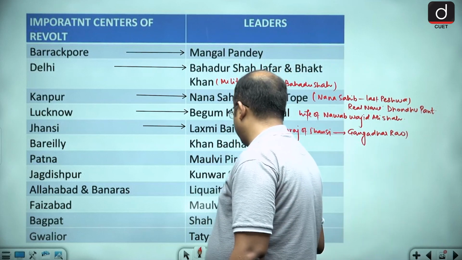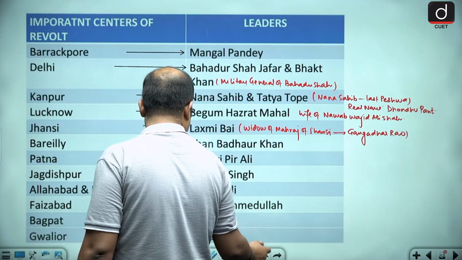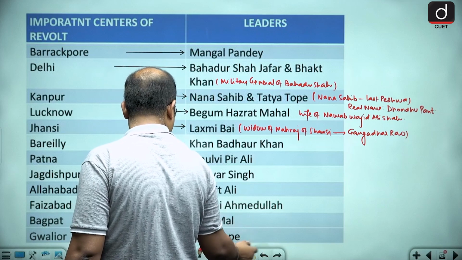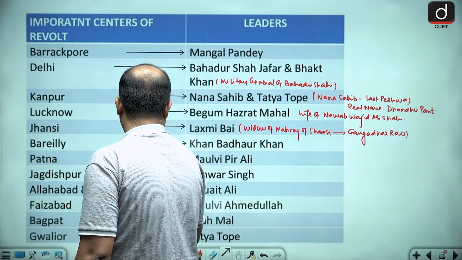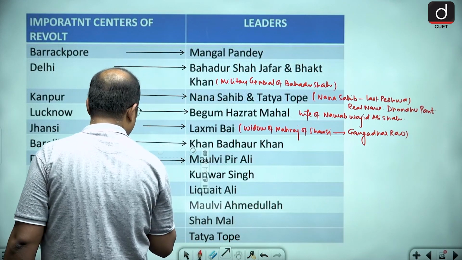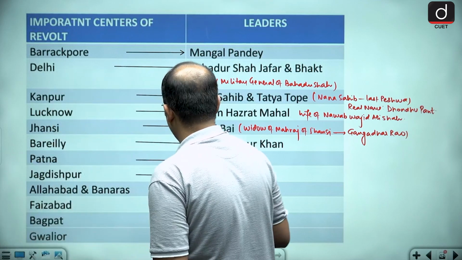Next we have Bareilly. Bareilly, guys, is in UP, and the revolt there was led by Khan Bahadur Khan. So Khan Bahadur Khan led the revolt from Bareilly. Next we have Patna. Patna, it was Maulvi Pir Ali. Next we have Jagdishpur. Jagdishpur, it was Kunwar Singh, who was a very powerful zamindar.